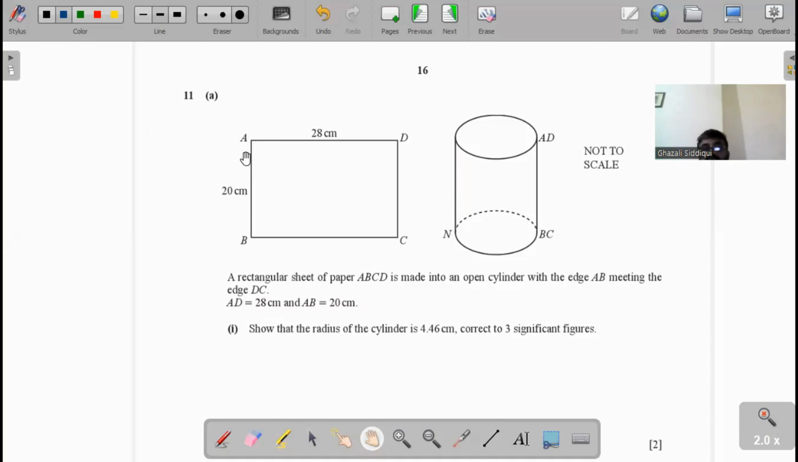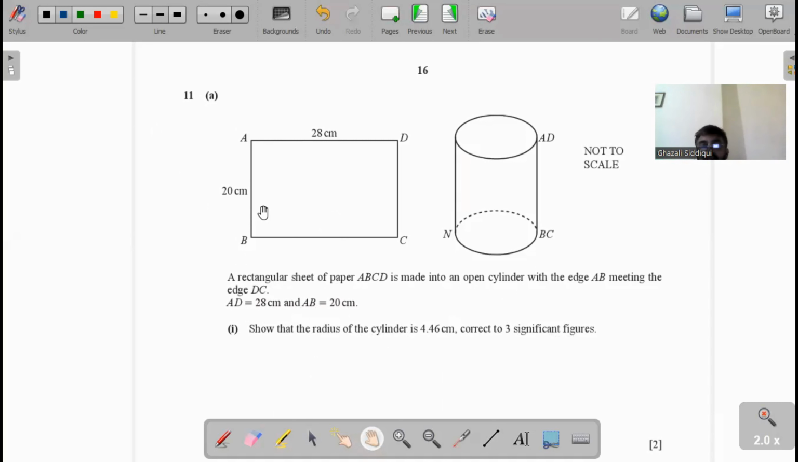Question 11, part A. A rectangular sheet of paper ABCD is made into an open cylinder with the edge AB meeting the edge BC. AB equal to 28 centimeter, AB equal to 20 centimeter. Show that the radius of the cylinder is 4.46 centimeter, correct to three significant figures.